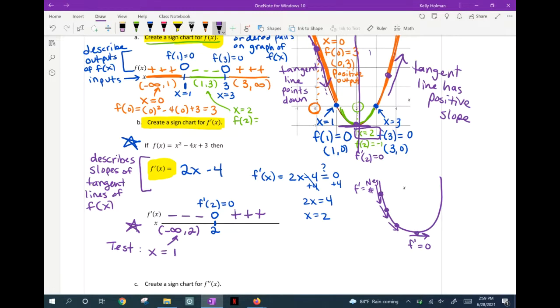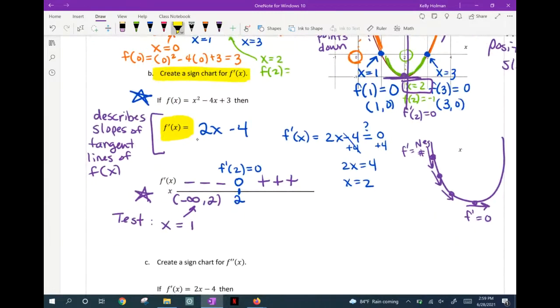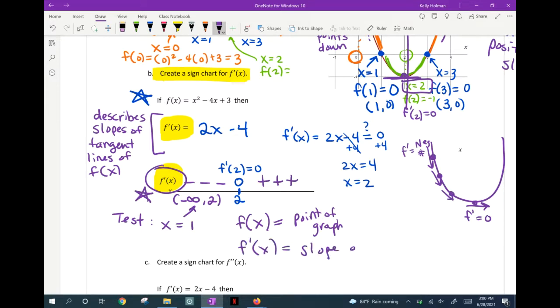When you test it, be sure to plug it into the derivative rule because this sign chart is describing derivatives. If I plug it into the original function, that's going to give me a point on the graph. That's not what we're describing here. If I plug it into the derivative, that's going to tell me the slope of the tangent line. That's what we're describing on this one. So make sure you plug it into the derivative rule. So f prime of x equals 2x minus 4.